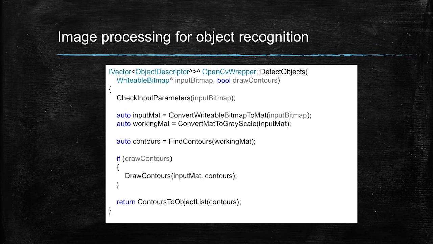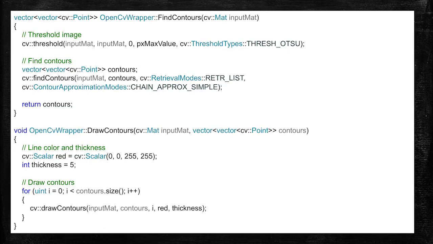The finding of contours is done in the following way. So I firstly threshold the image, then find the contours using the findContours method, and I can of course use all of the parameters and algorithms available in OpenCV, and then simply draw the detected contours on the image.